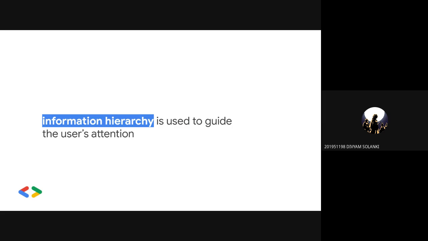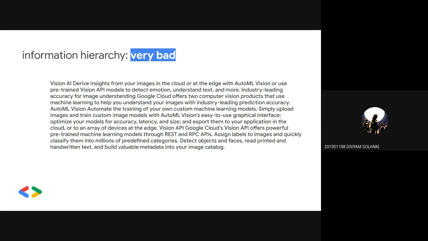The first thing that we need to understand about visual design is information hierarchy. Information hierarchy is used to guide the user's attention. What will the user see first when he or she comes to the website or an app? That is something that we convey using information hierarchy. Next slide.